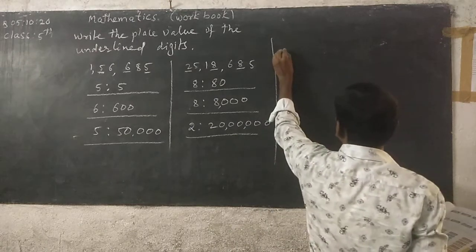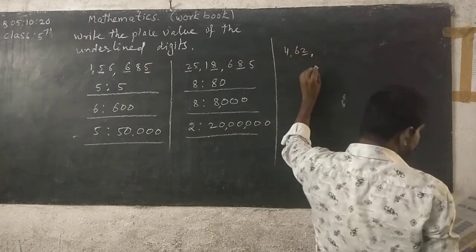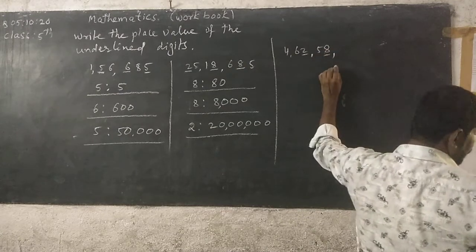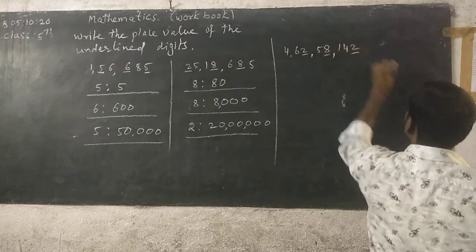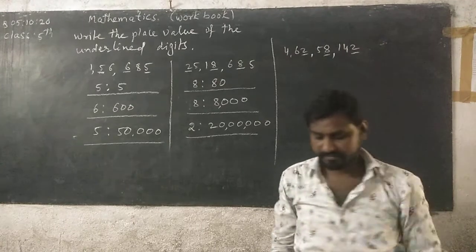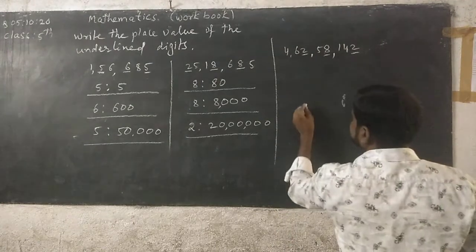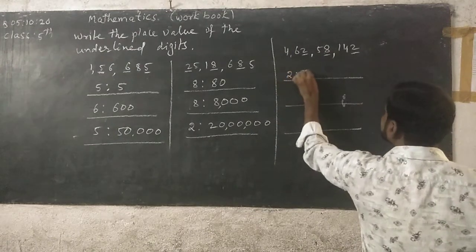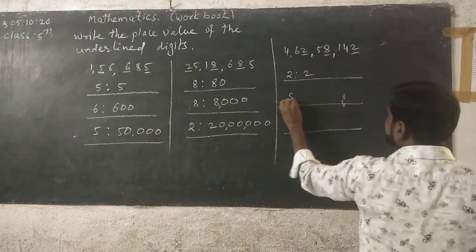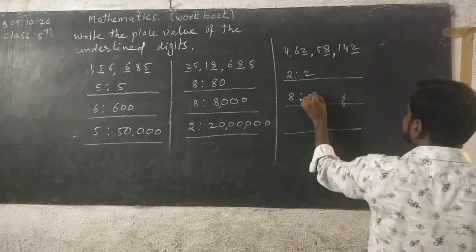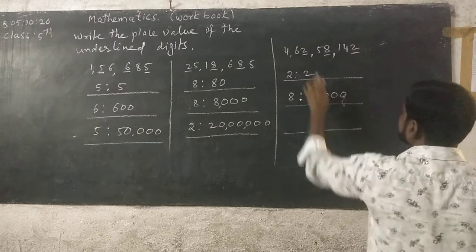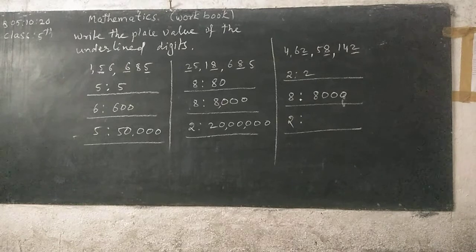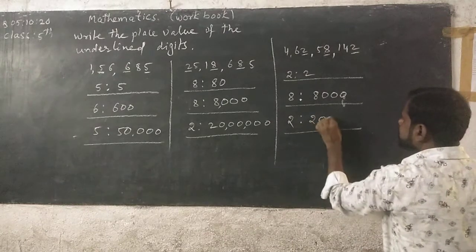4 crore 62 lakh 58,142. So 2 is in ones place, 2 ones is 2. Next 8 is in thousands place, 8,000. Next 2 is in lakhs place. So 2 lakh. After 2 you can write 5 zeros.